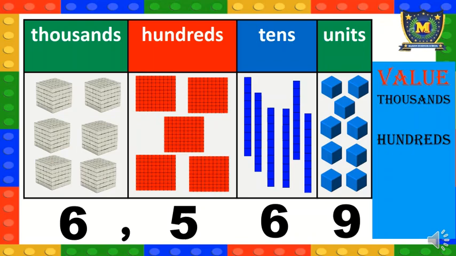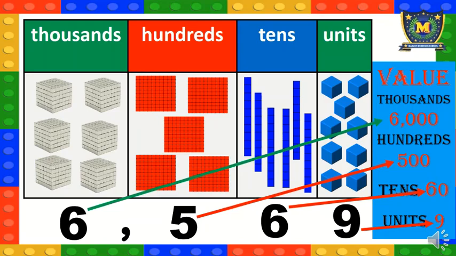Now let's see the value for each digit. For 9 units, the value for 9 units is, yes, you're right, 9. And how about for tens? We have here 6 rods. What's the value for 6 rods? Yes, of course, it's 60. And how about for flats? We have here 5 flats. Now what's the value for 5 flats? Amazing, it's 500. And for the last one, for 6 cubes, what's the value for 6 cubes? Yes, it's 6,000. Okay, great job.